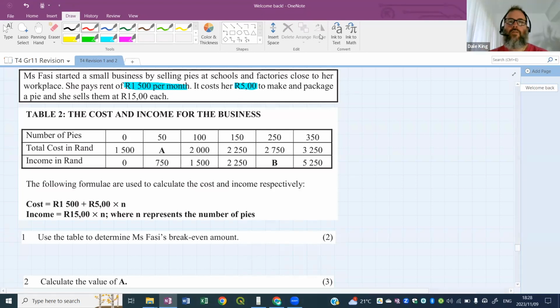Rent of 1,500, fixed or variable? Yes, well done. Good job. Well done. You guys know. So rent is fixed. Okay.